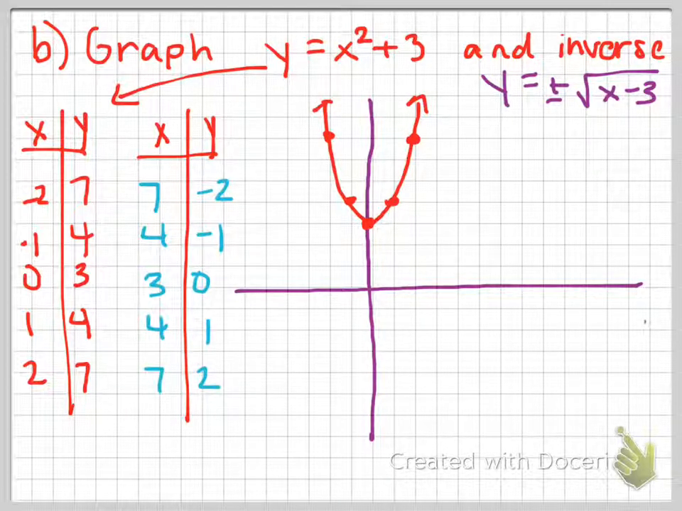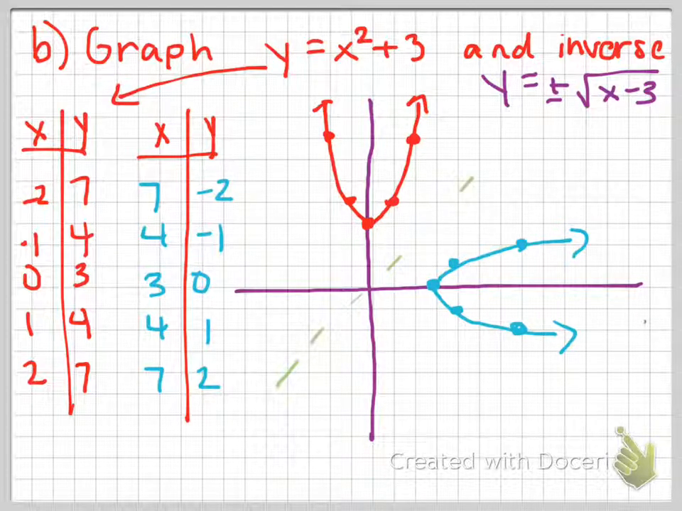So to plot it, we go to 3, 0, and then I have a 4, 1, but I also have a 4, negative 1. And then I have a 7, 2. So 4, 5, 6, 7. I have a 7, 2. And a 7, negative 2. So here is my inverse function. And again, notice that it's reflexive over this y equals x line. It's symmetric on either side. So the red one is your original. The blue one is the inverse.